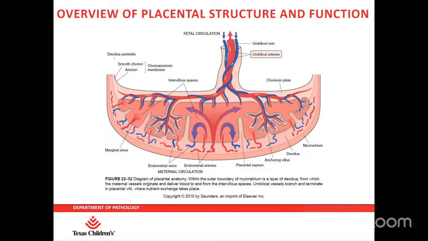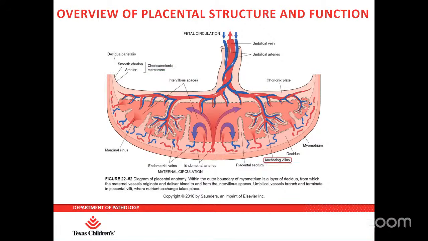Oxygenated blood will then return to the baby via the umbilical vein. So structurally, the chorionic plate is what forms the fetal surface. The decidua basalis is the maternal side, and the chorioamniotic membranes create the sac that surrounds the fetus.